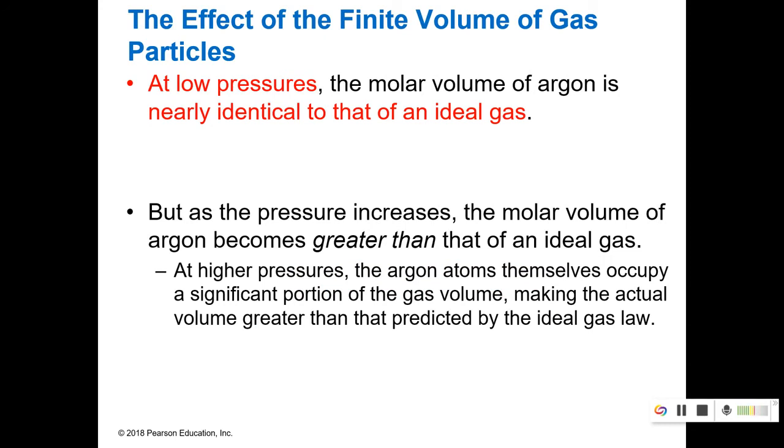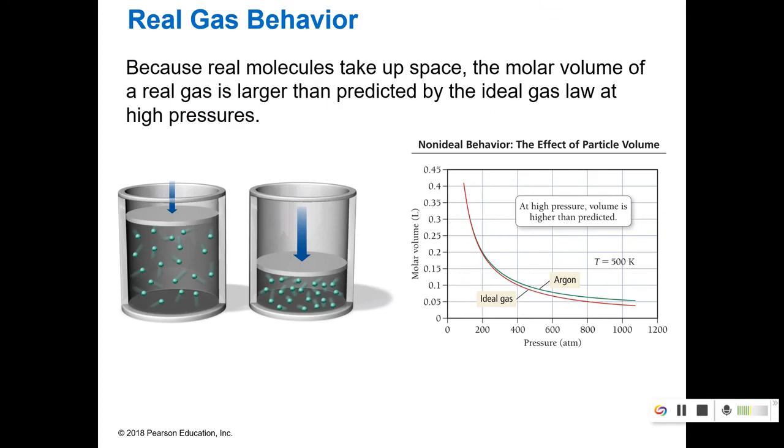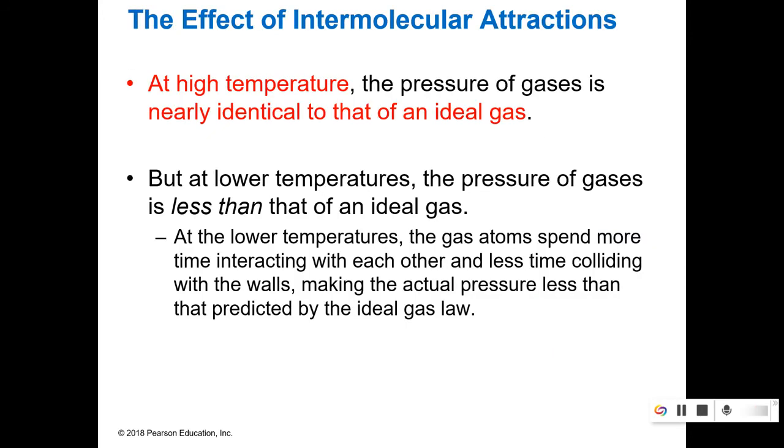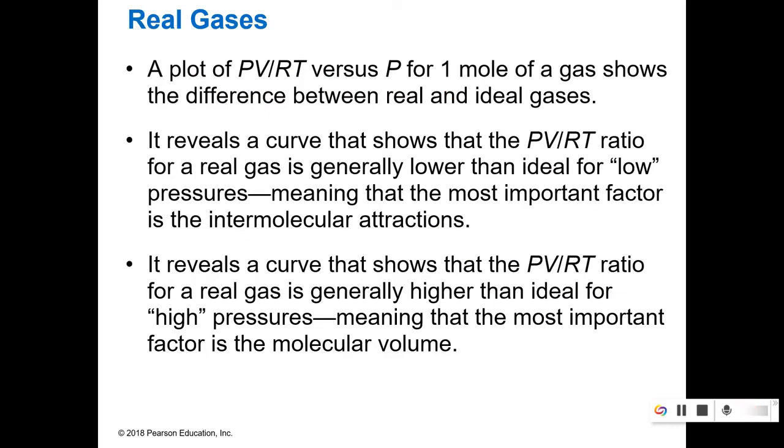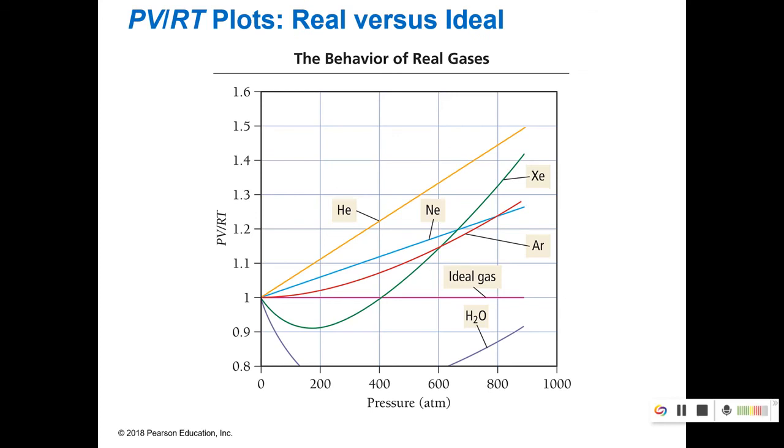But as the pressure increases, the molar volume becomes greater than an ideal gas. So here, it is not very much deviation, which is why we assume the whole time that ideal gases are what we're doing. Okay, you can see the slight deviation there. And then at high pressures, at high temperatures, the pressure of gas is nearly identical. But at lower temperatures, the pressure is less than that of ideal gases. Okay, and here's also a plot. Notice the ideal gas is flat at 1, but they're very kind of all over the place. And that's it. Y'all have a great day.